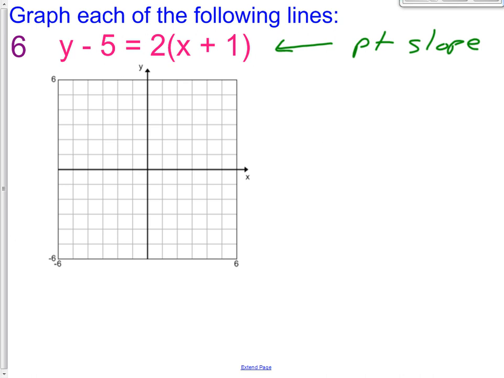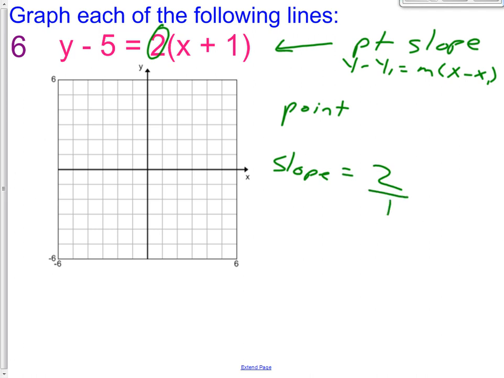If this one is in point-slope form, it means I know one point on the line, and I know the slope. Just as a reminder, point-slope form is y minus y1 equals m times the quantity x minus x1. So I know exactly where my slope is. My slope is right here. So my slope is 2, or 2 over 1, a rise of 2 and a run of 1.